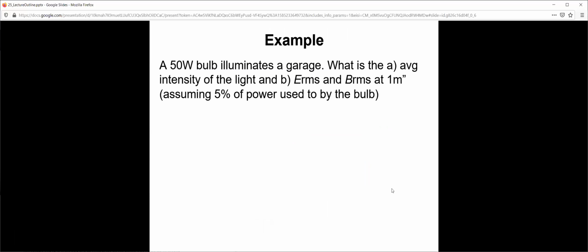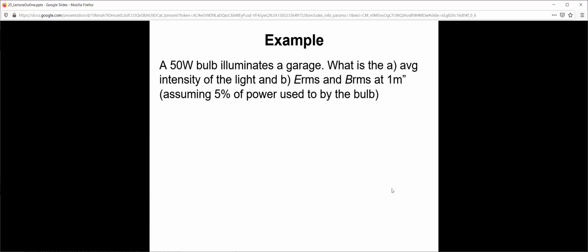Sweet. Given that information and the fact that 5% of that 50 watts is used by the bulb to produce light, which means of that 50 watts, 95% of that actually is shown as light, the rest of it is used by the bulb. What is the average intensity of the light? And what are the RMS electric and RMS magnetic fields a meter away from the light bulb?